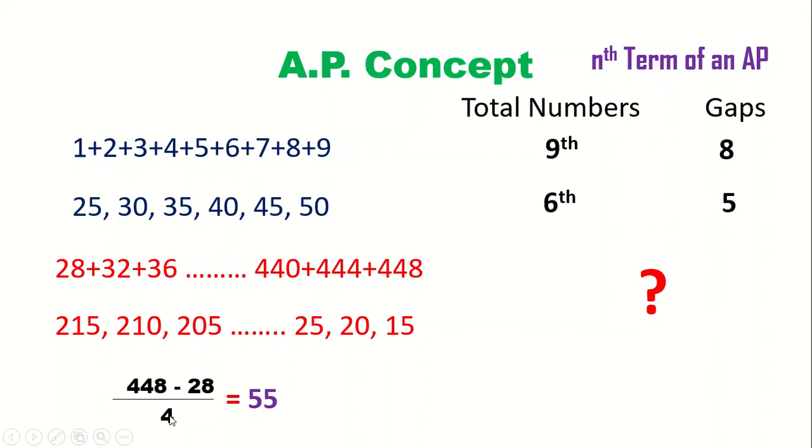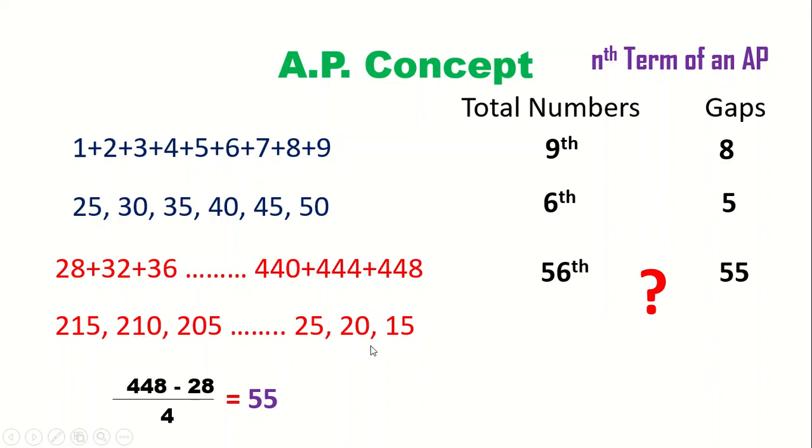If you are dividing by the gap, that is the difference 4, you will be getting 55. That means that you are not having 55 numbers there, you are having 55 plus 1, it is 56 numbers there. In the second, that is the last series, it is a decreasing series. The last number is 15 and the first number is 215. So each and every time the 5 is decreasing in this series.